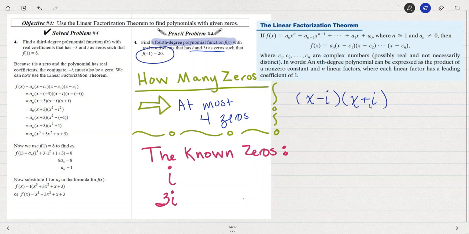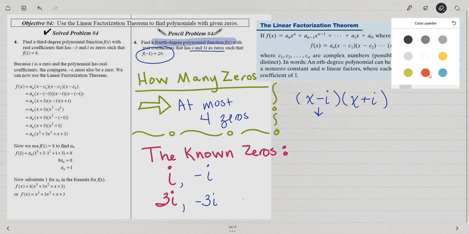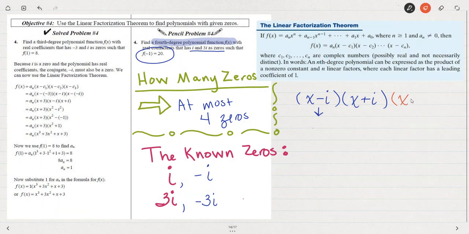And if x plus i is a factor, then just like i is a 0, the opposite of i is also a 0. So when I know that i is a 0, I also know that the opposite of i is a 0. And when I'm given that 3i is a 0, then I'm given likewise that the negative 3i, the opposite of 3i, is also a 0. What we're going to do is take these 4 zeros and write out the factors that those zeros deliver us. So we'd have x minus i, x plus i, x minus 3i, and x plus 3i.